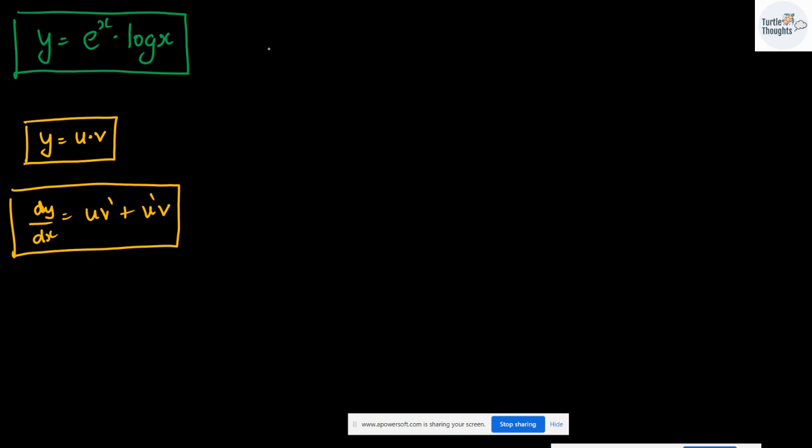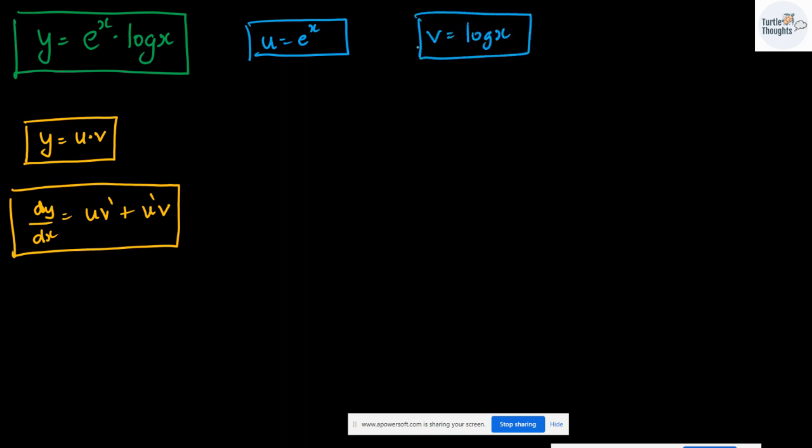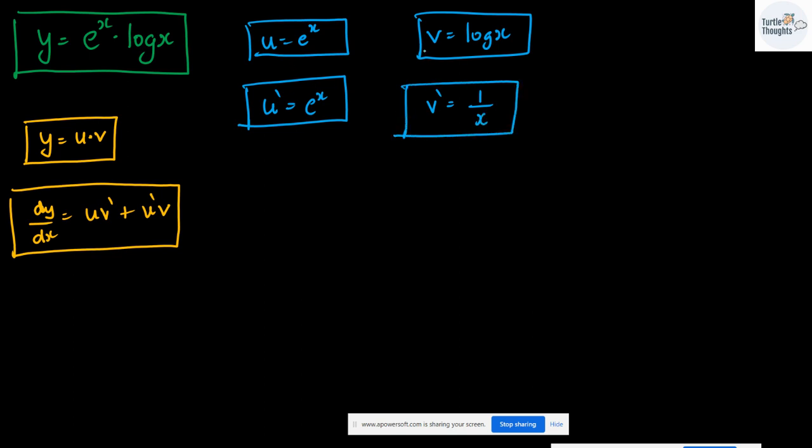Now, here I can consider u equal to e power x and v is equal to log of x. u dash is going to be the differential of e power x. I told you the differential of e power x is going to be e power x itself. It is not going to change. v dash is going to be the differential of v. The differential of log x is going to be 1 over x. You have the values of u, v, u dash and v dash. Substitute the same thing in the product rule.